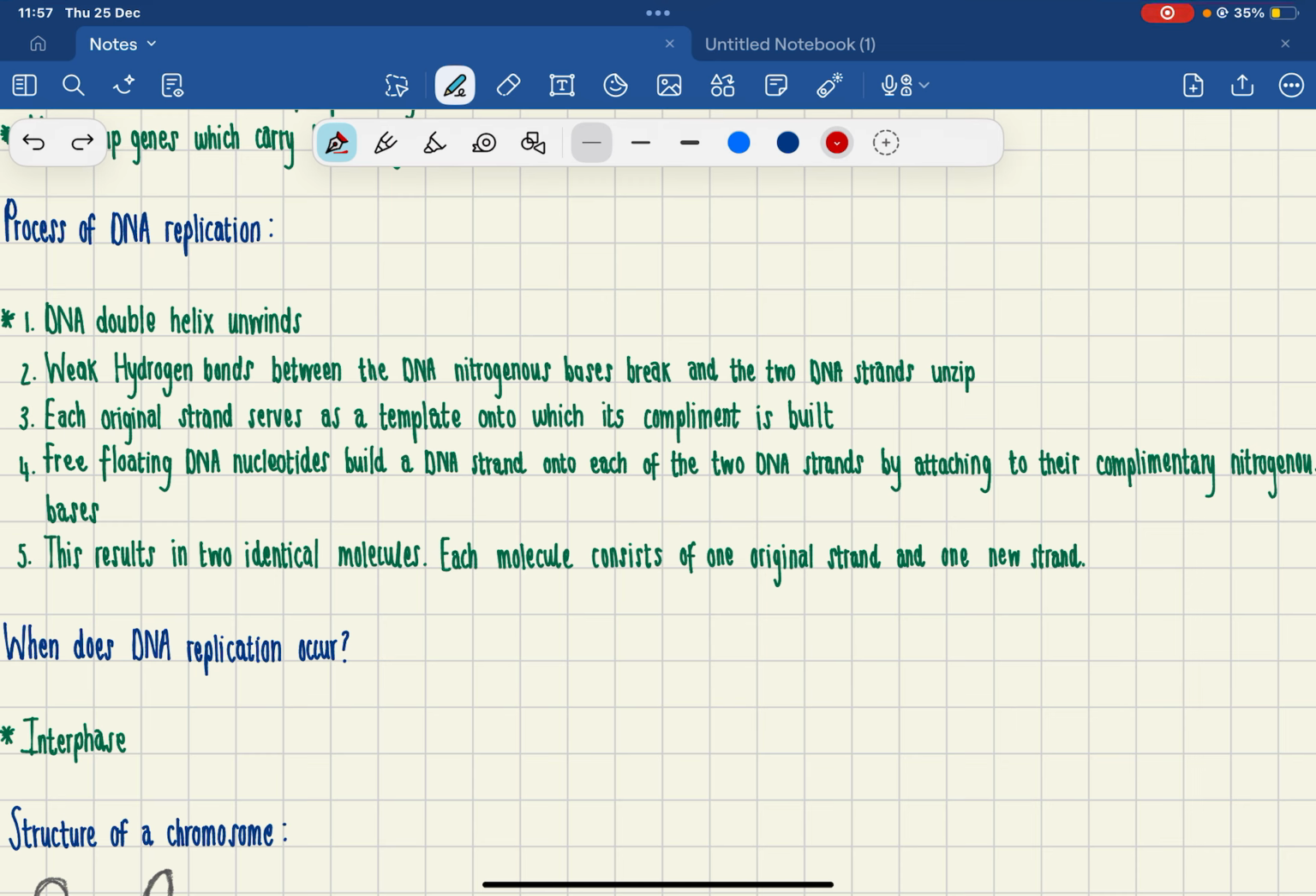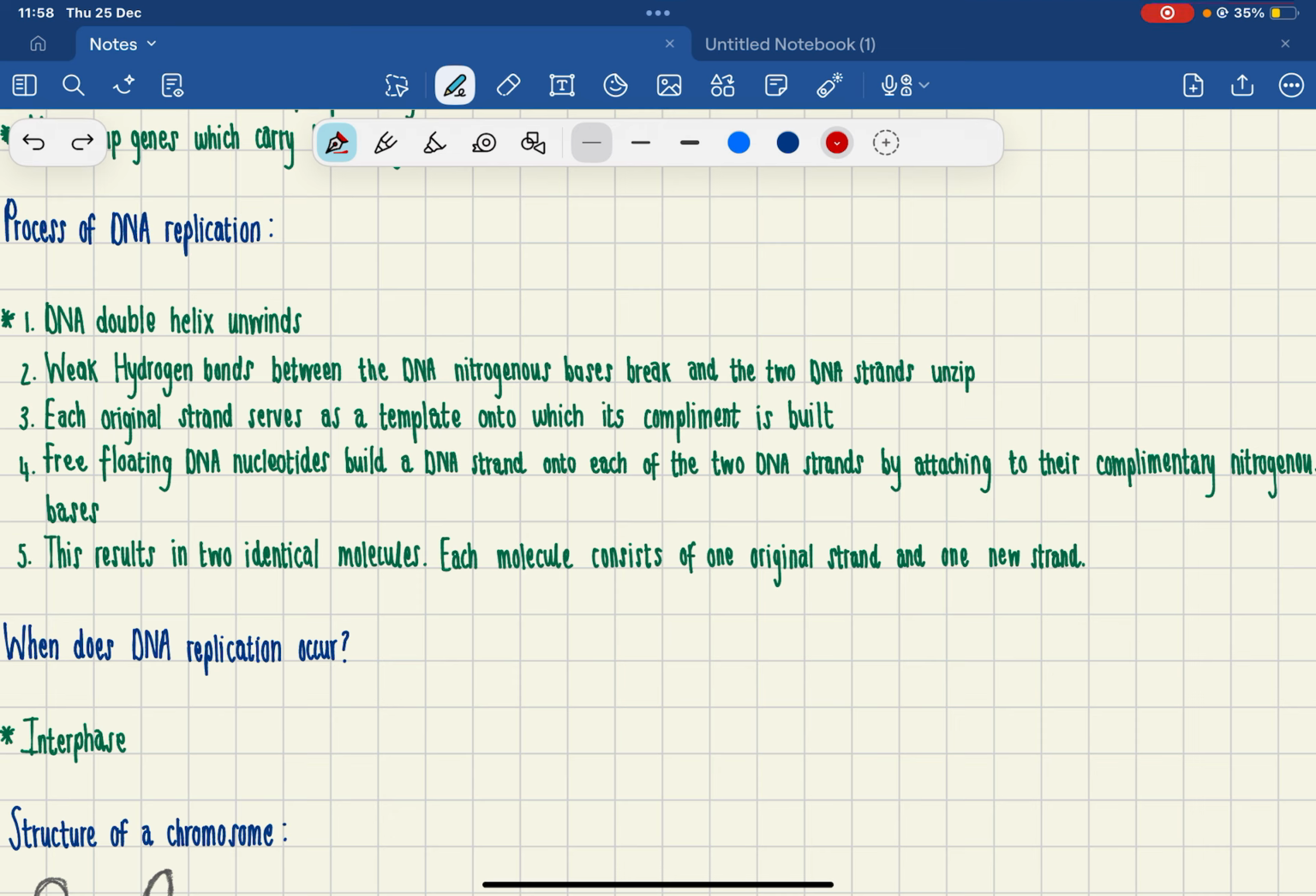So essentially what happens is that we have a double helix, it unwinds, and the bonds that hold the nitrogenous bases together break. When these strands break, each of these strands will serve as a template so that we form another DNA. We are doing DNA replication. We start as one DNA molecule and end as two identical DNA molecules. Each of the strands that have been broken up serves as a template.